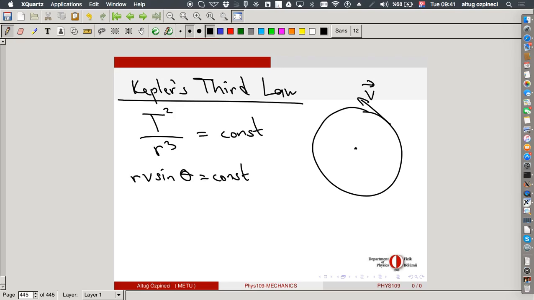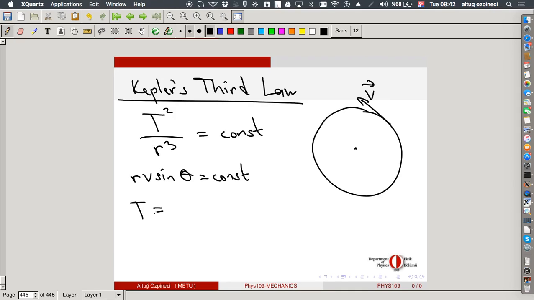So if the planet is moving around the circular orbit, the speed of the planet should be constant. We don't yet know energy conservation. We are not using energy conservation because Kepler didn't know about it. But nevertheless, Kepler's second law just implies that the speed of the planet, if it's moving over a circular orbit, should be constant.